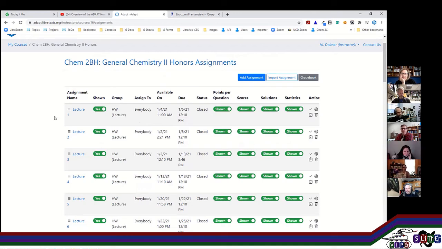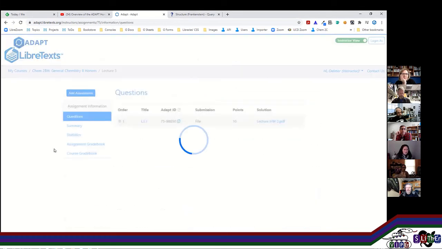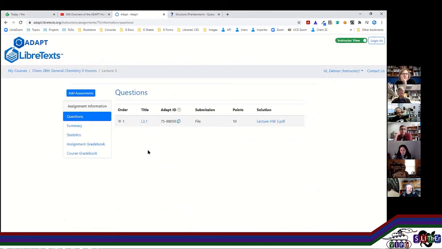Can I ask a question, Delmar? Yes. So these are individual homework assignments basically, this list? Is that right? These are assignments, and assignments are like a problem set. So each assignment has multiple assessments. In this case, it's just one assessment for that lecture homework, because it's just meant to make sure that they do something.